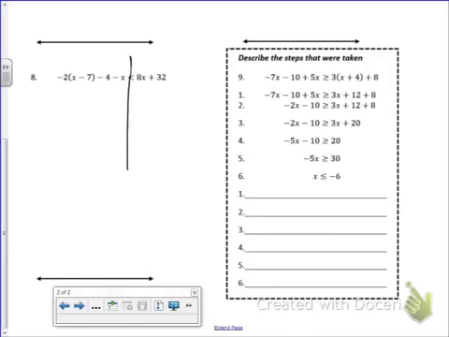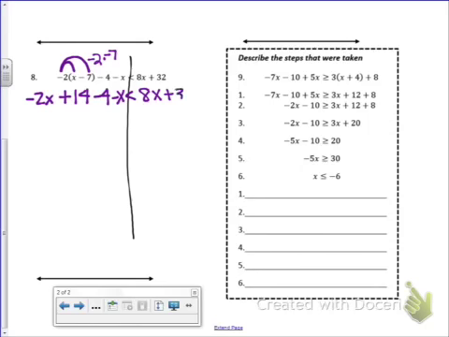Alright, so we're going to go ahead and draw a line. Right off the bat, we notice some distributing that needs to happen. So I take negative 2 times x. It's going to be negative 2x. Then I take negative 2 times negative 7. Now, we've been practicing this a lot, guys. So negative 2 times negative 7 is going to be positive 14. And then bring down your negative 4 and bring down your minus x. Bring down your symbol, 8x plus 32.